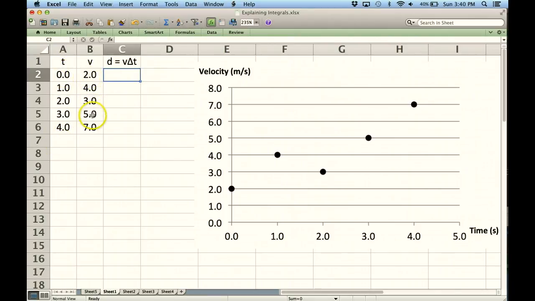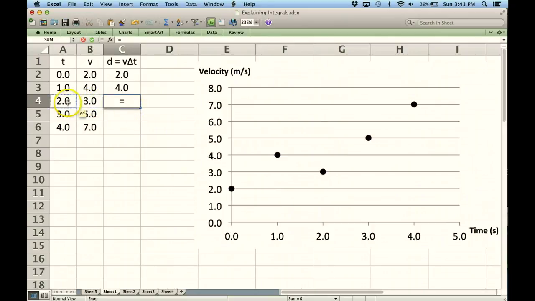So here's the speed after each 1 second, and I calculate the distance for each interval. In the first interval, even though the speed changes, I assume it's always the 2.0. I multiply the speed by the delta t, the increment is 1, and that gives me the distance in the first interval. Then I calculate how far we travel in the second interval, and I assume we move at a constant speed of 4. I multiply the 4 times the time, which is from 1 to 2 seconds, so the delta, the increment, is 1 second.